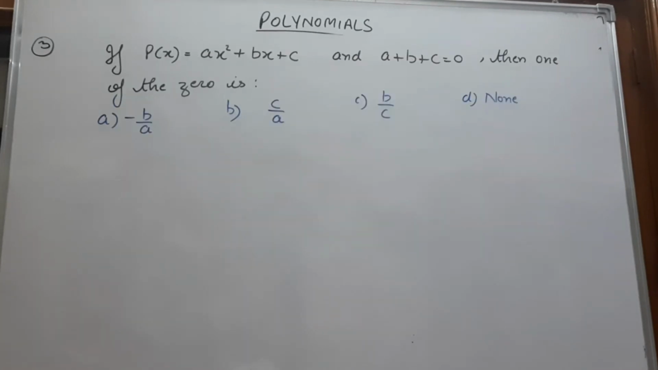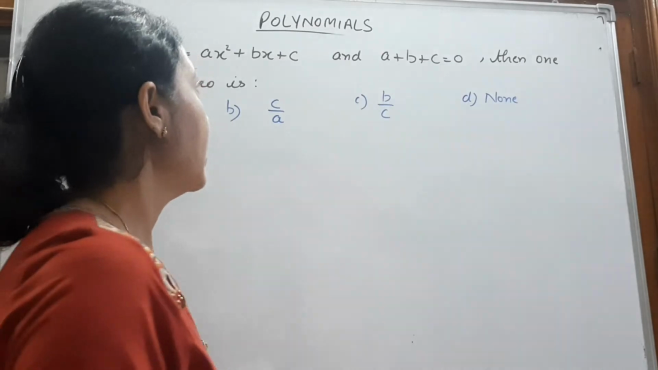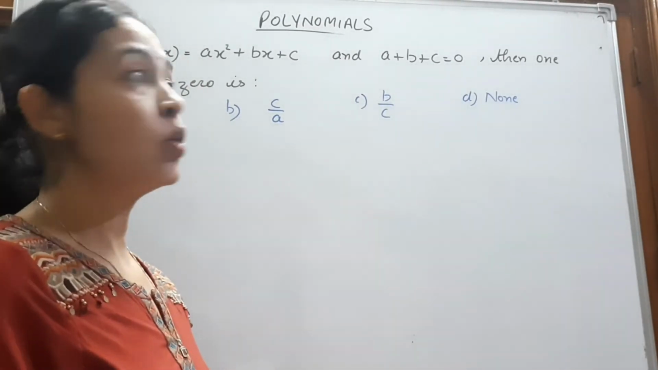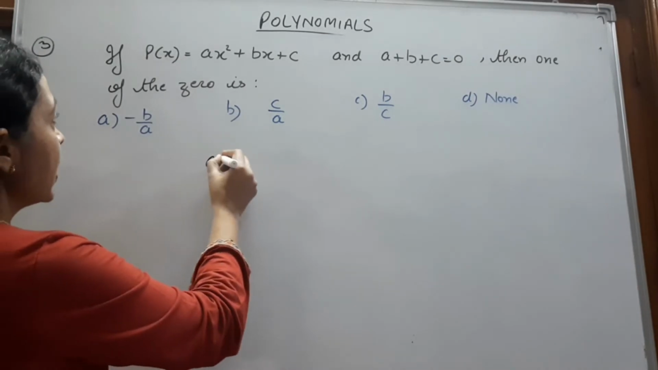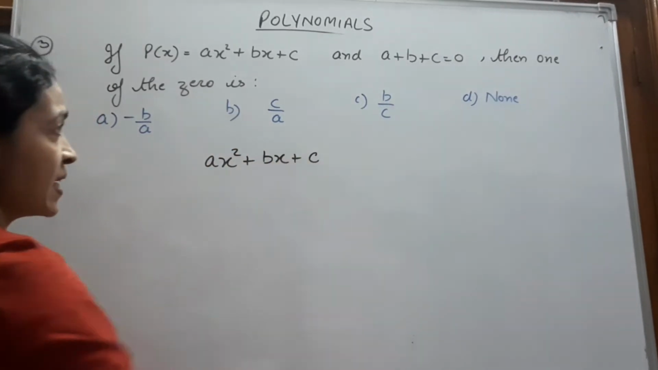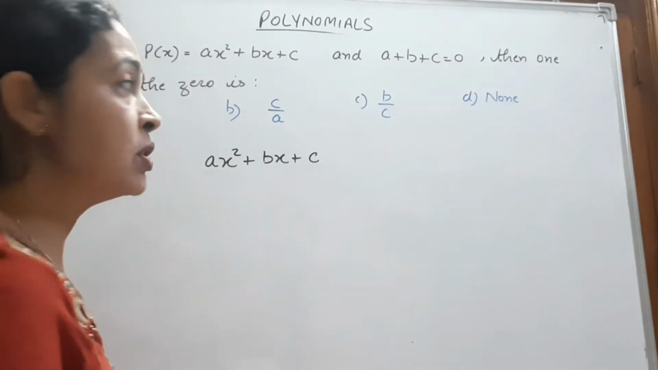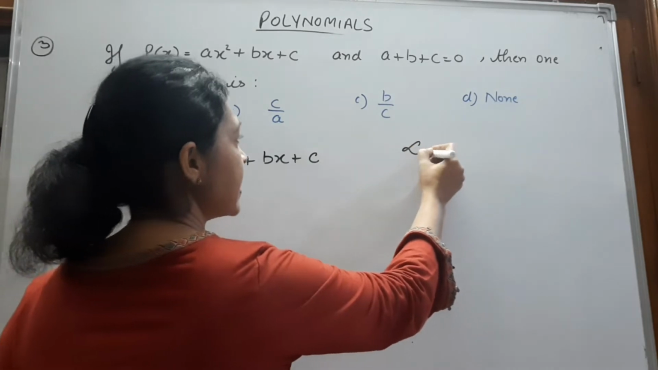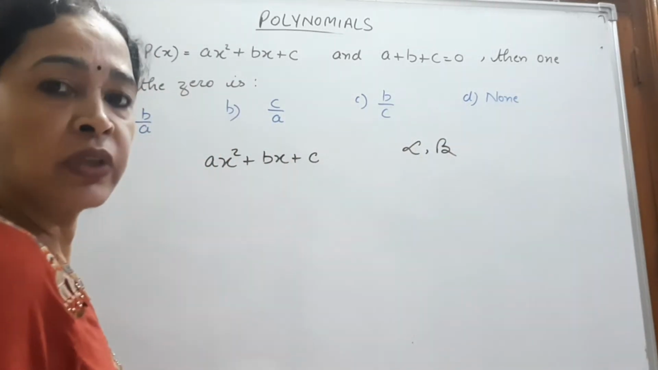If px equals ax square plus bx plus c and a plus b plus c are 0. This is given. Then one of the zeros is, we have given a quadratic polynomial ax square plus bx plus c. A quadratic polynomial can have at most 2 zeros and we take them as alpha and beta. We have to find any one of the zeros.